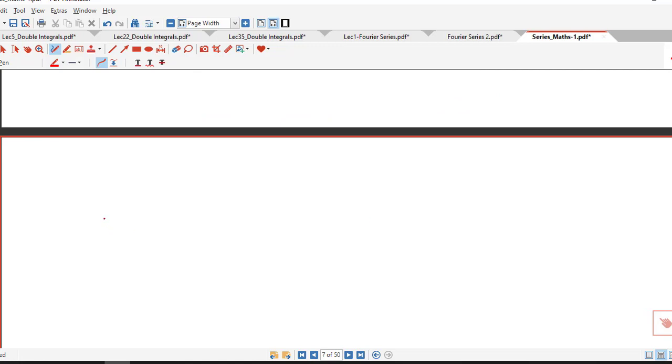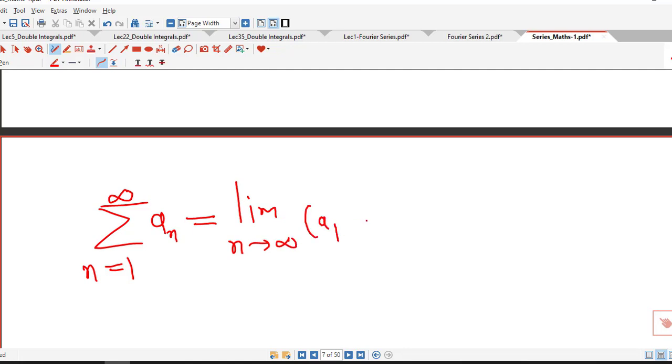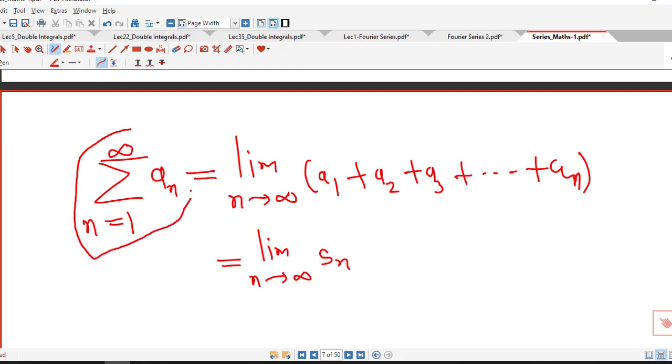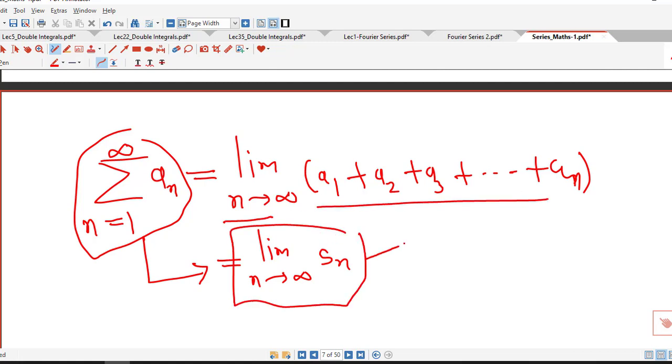So in this way we can check whether a series is convergent or divergent simply by considering the limit of the nth partial sum, which is the sum of first n terms of this series, and we have denoted the sum of first n terms by Sn. So this is the main logic which we have used here. This infinite sum is written as limit of this finite sum, and if this limit exists, the series is convergent. If this limit does not exist, the series is divergent.